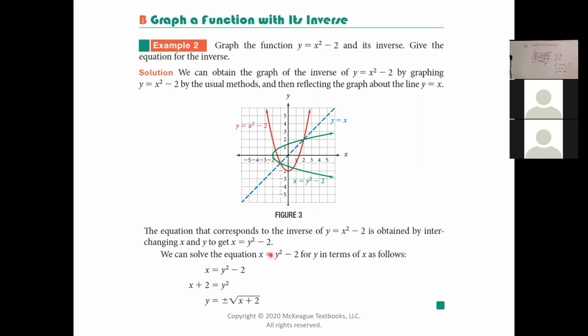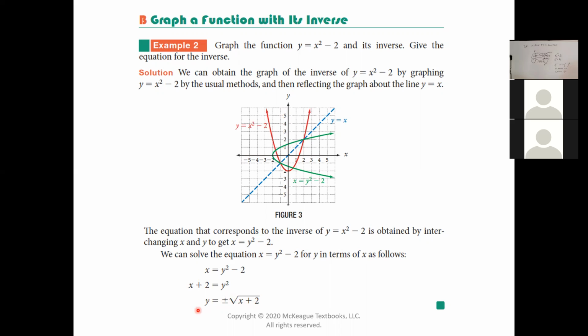We swap x and y, so x is equal to y squared minus 2. Then we solve the equation for y. But when we solve for y, we have to take the square root of both sides. And the problem is, ladies and gentlemen, when you take the square root of both sides here, you have to include the plus or the minus square root. All right, the plus or minus.